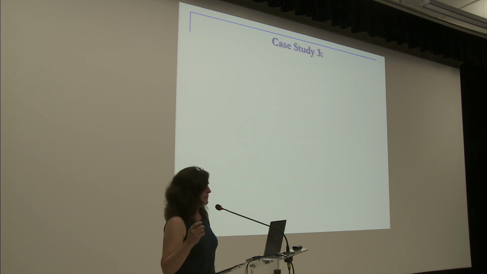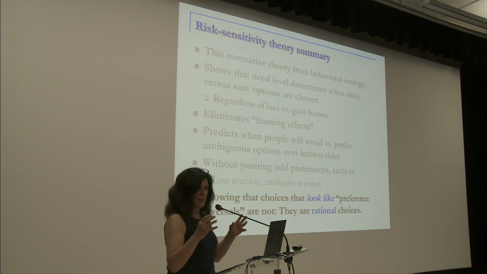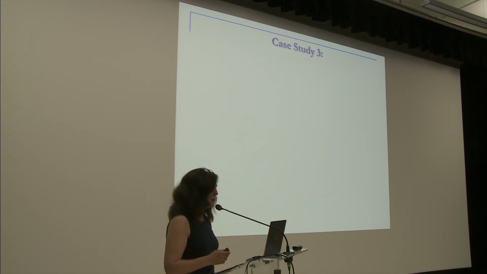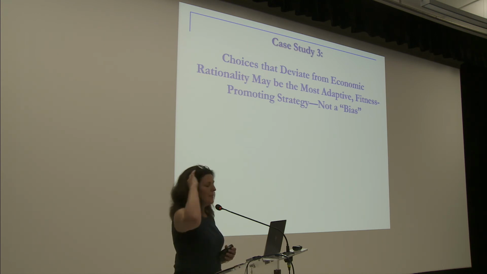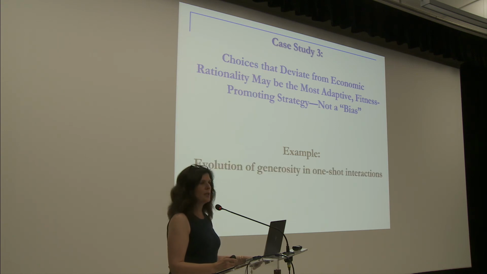Case study 3. I just want you to think about everything that was missed by not thinking about the adaptive problem in that case. Case study 3: choices that deviate from economic rationality, or certain views of economic rationality, may be the most adaptive fitness promoting strategy, not a bias. An example I'm going to use is the evolution of generosity in one-shot interactions.